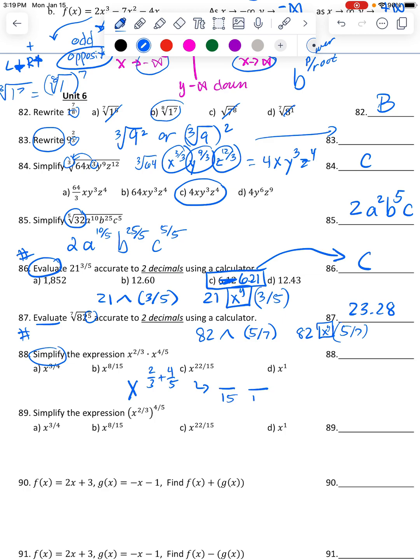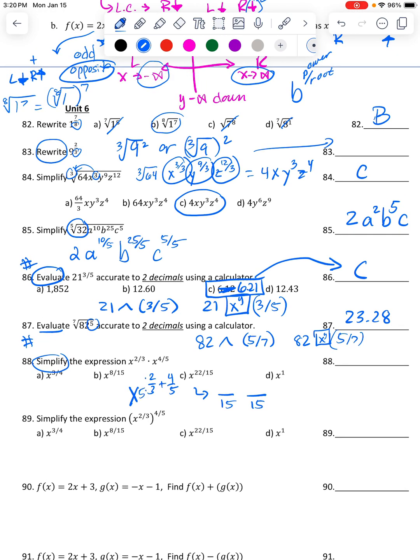With 3 and 5, 15 is your common denominator. To turn 3 into 15, I have to multiply it by 5, so I adjust the top number by the same. Here I would have to multiply it by 3, so I adjust the top number by the same. So now I have 10 plus 12, so I get 22 over 15, and that's just the powers getting added together. So it's x to the 22 over 15 power. You do have to write it as a fraction, not as a decimal. And oops, that was multiple choice, so that's a C.